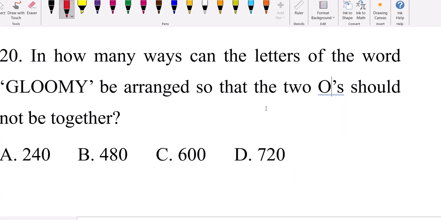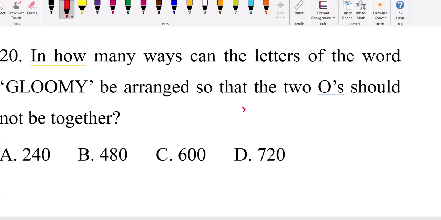O's are not together means first arrange the remaining letters first. Then in between those gaps you put those O's. So you don't want O's to be together. First arrange remaining things, we'll create some spaces in between them. Okay, let us say apart from O's, 4 letters are there. Arrange 4 letters, 4 factorial, 24 will come. Then when you have 4 letters, we'll get 5 gaps.